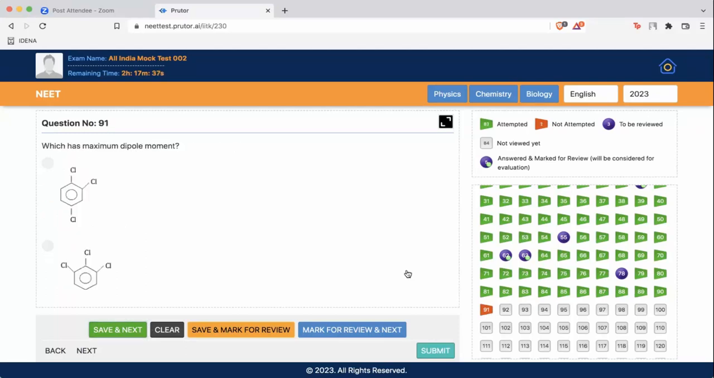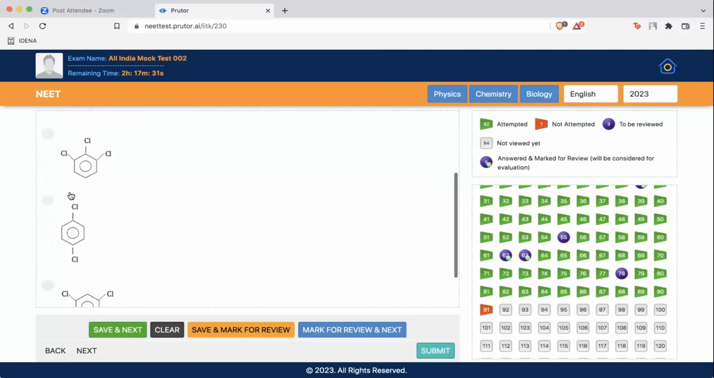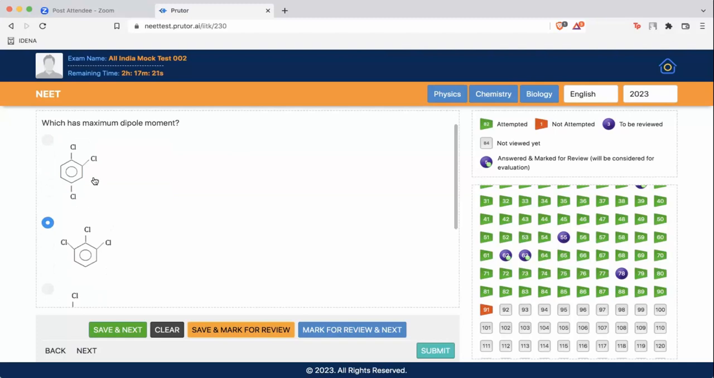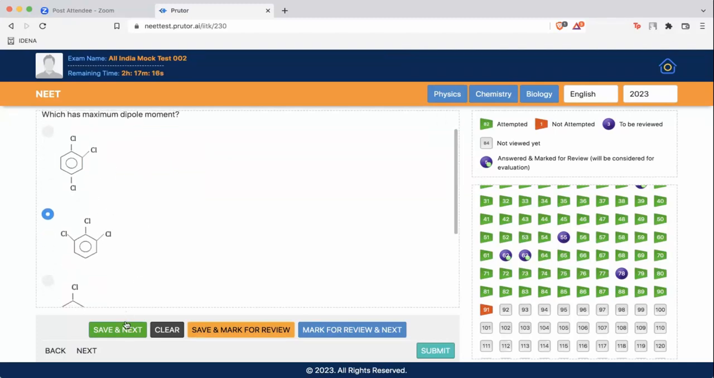91, which has maximum dipole moment? So here, this one gets canceled. First option, the para position Cl, Cl gets canceled. So first and third are wrong. The best one would be your second option. And here, the fourth option completely cancels, zero dipole moment. Third option, zero. First option, a weak dipole moment. In 91, we have the max.